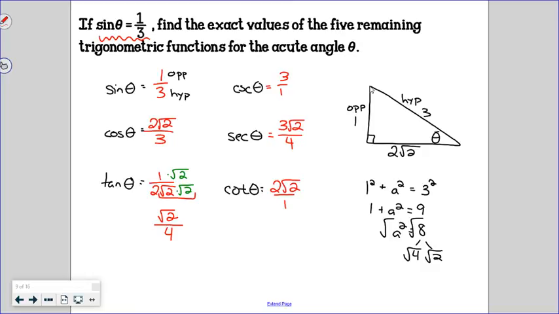Not wrong. Your book, your problems would never put the 1 down there, would they? But it really is there. So we started this problem with this. What if we had started with cosecant? They actually would have said it was just 3, wouldn't they?